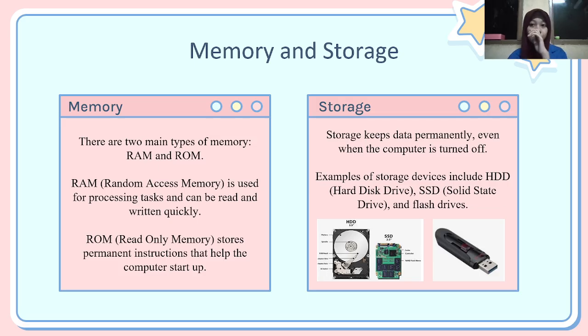Next, we talk about memory and storage. There are two kinds of memory, RAM and ROM. RAM or random access memory is used for processing tasks and can be read and written quickly. And ROM or read-only memory stores permanent instructions that help the computer start up.